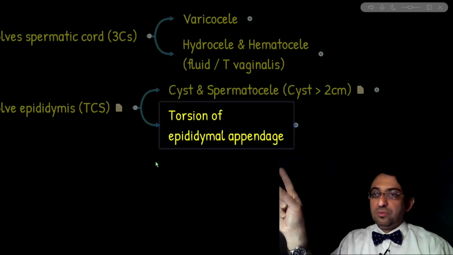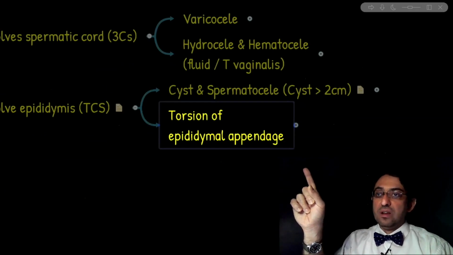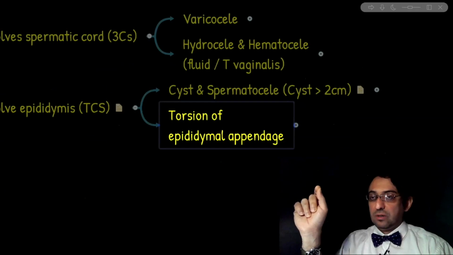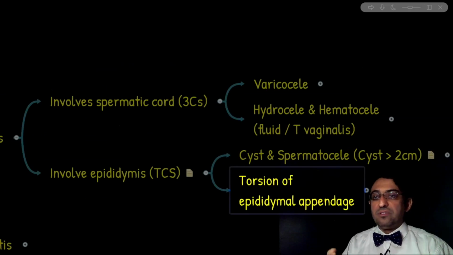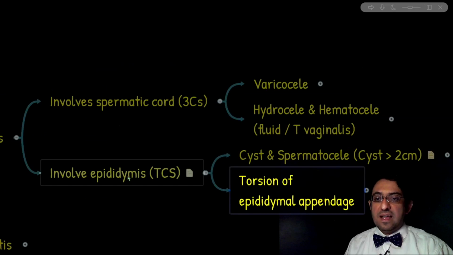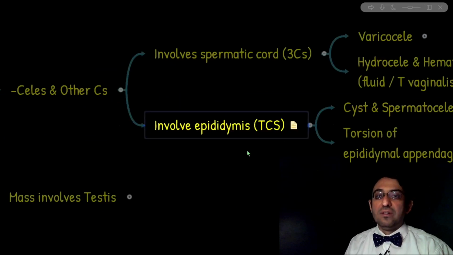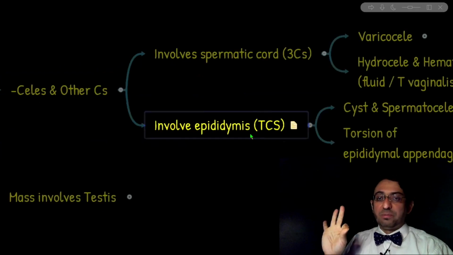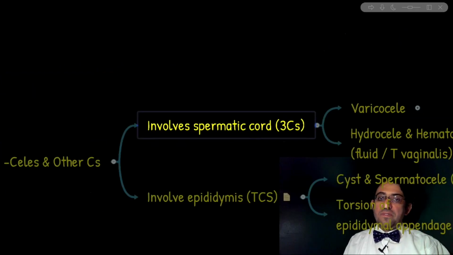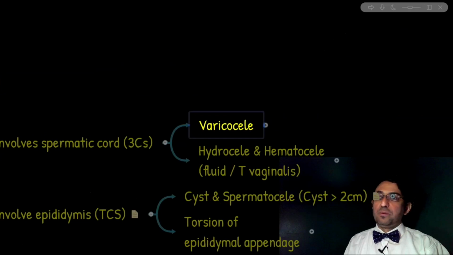Please don't confuse this one, the epididymal torsion, with the testicular torsion. The way we can memorize this: there are the 3 C's for the spermatic cord, that's the 3 C's, varicocele, hydrocele, and hematocele, and then TCS for the ones involving the epididymis, and they include epididymal cyst, spermatocele, and torsion. That's TCS: torsion, cyst, spermatocele. Okay, talking about the masses involving the spermatic cord, the first one is varicocele.